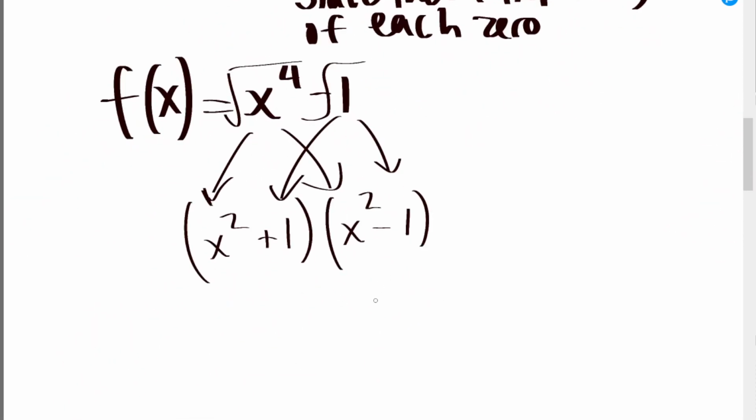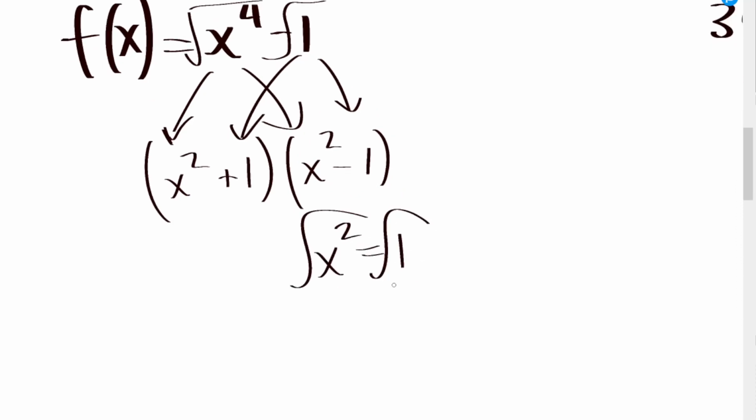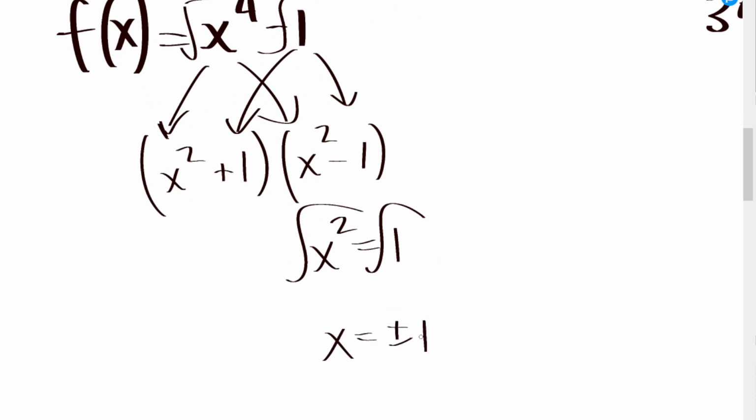But yeah, so this was getting the factors, but to find the zeros, we can set these equal to 0. Let's start with this one since it's going to be nicer. We'll have x squared is equal to positive 1. Take the square root of both. We'll get x is equal to plus or minus 1.